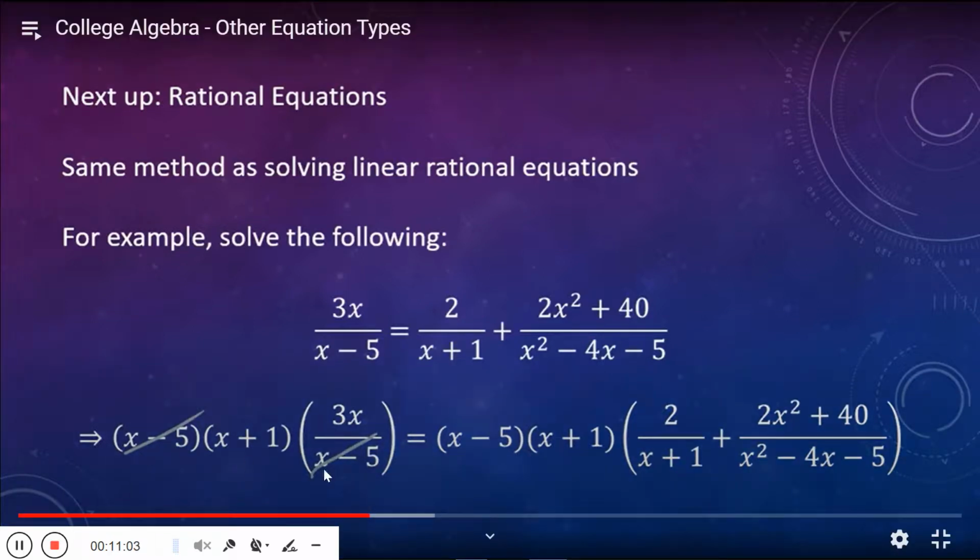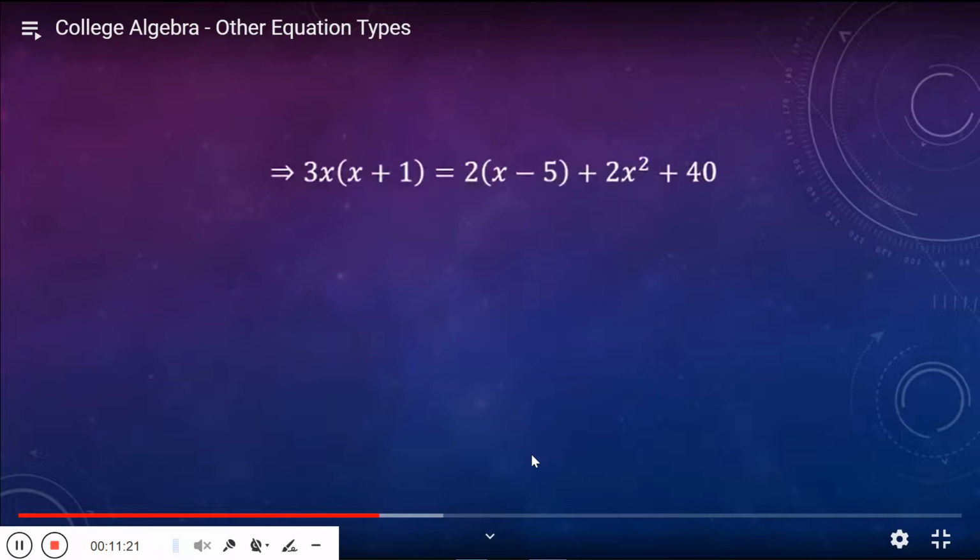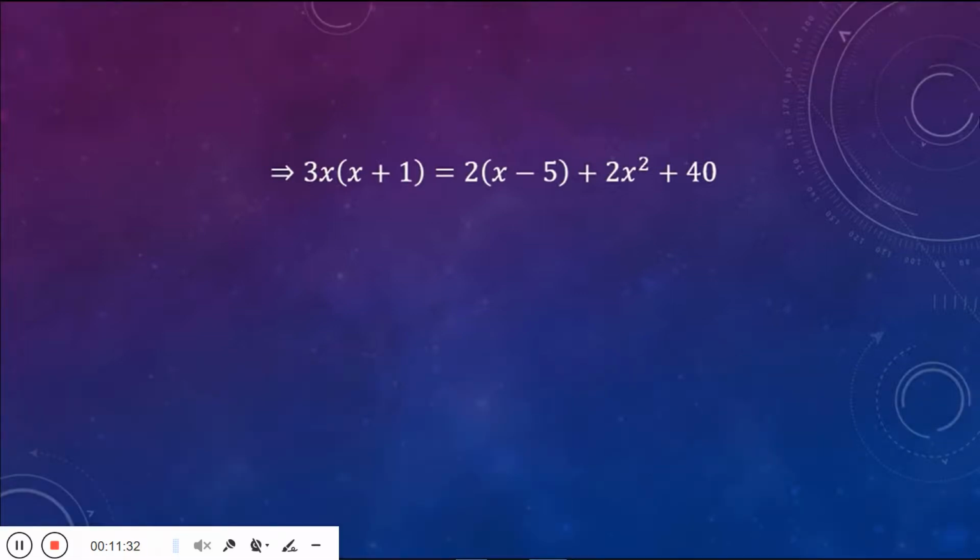So here, x minus 5 times the x minus 5 on the bottom, those cancel out. Here, this product goes into this term, the x plus 1's cancel out, and when this gets multiplied into our third term, the product of these things cancel out with the bottom of that fraction that we had. So we have 3x times x plus 1 equals 2 times x minus 5 plus 2x squared plus 40.